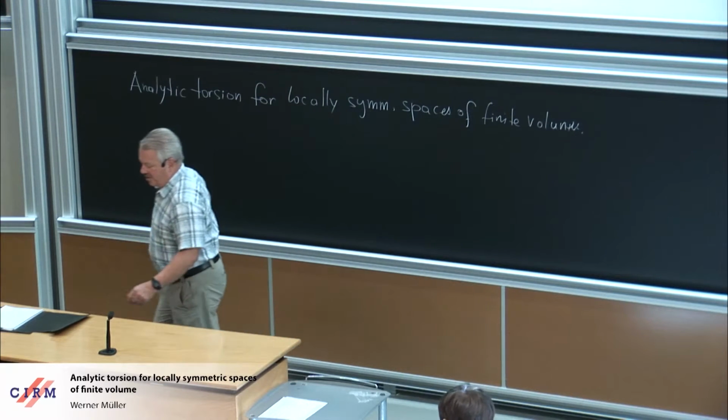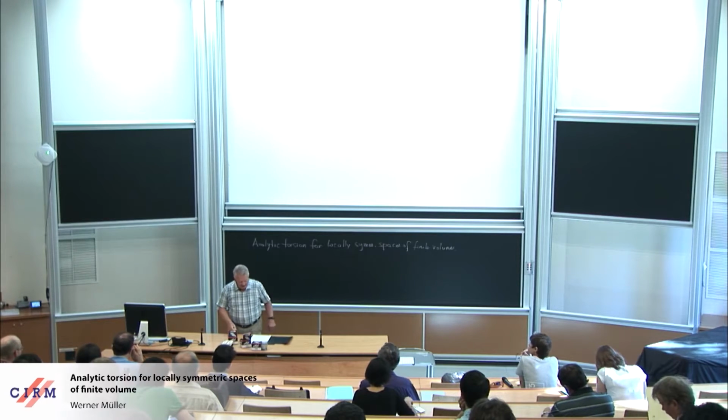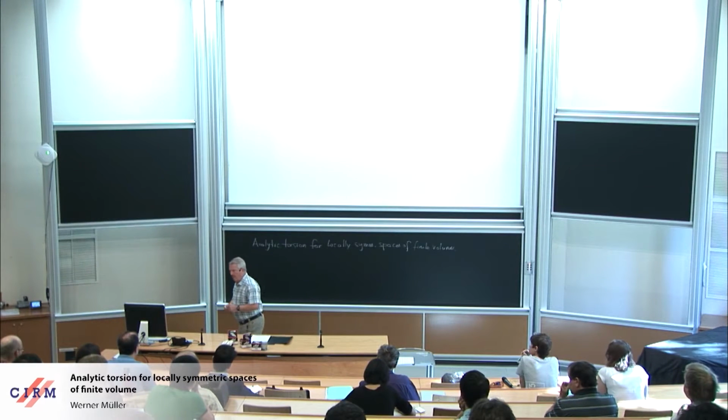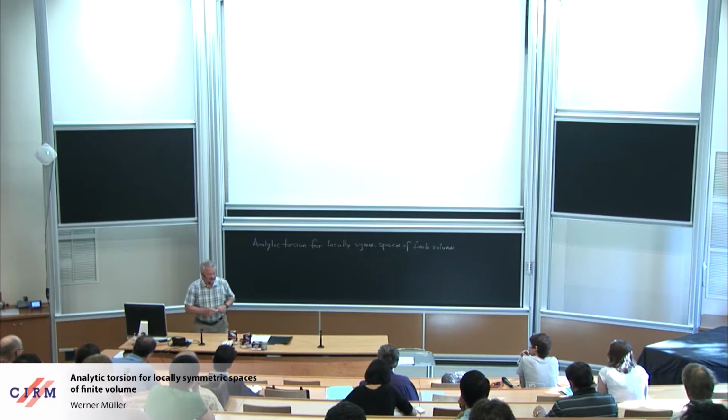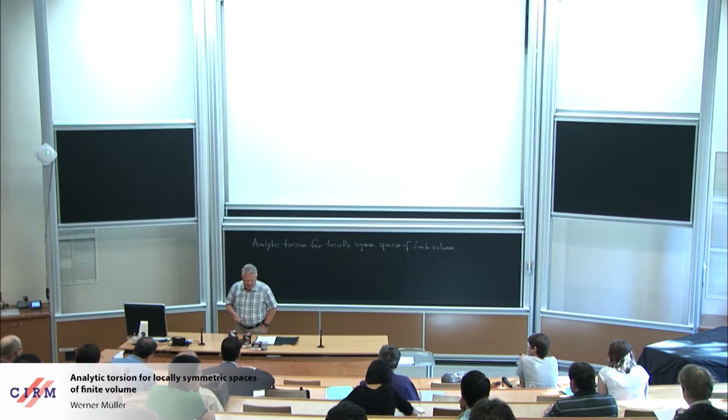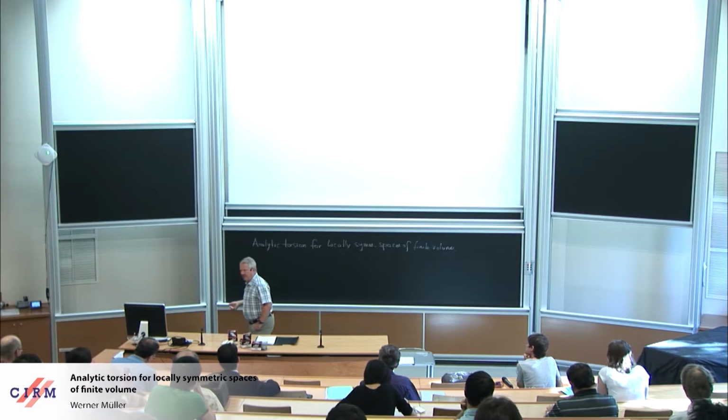Well, the analytic torsion is a spectral invariant of a compact Riemannian manifold, which was introduced quite some years ago by Ray and Singer as the analytic counterpart of a topological invariant called Reidemeister torsion. In between, it has had applications in many different fields, in particular also the so-called holomorphic torsion.